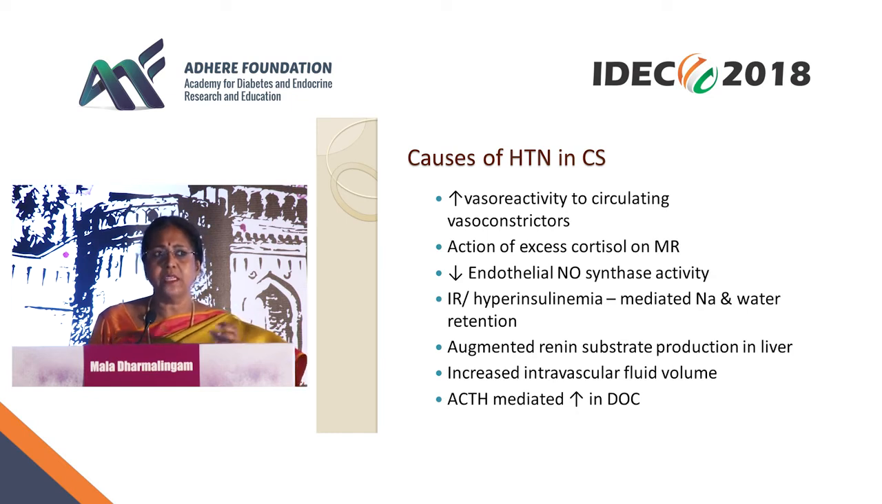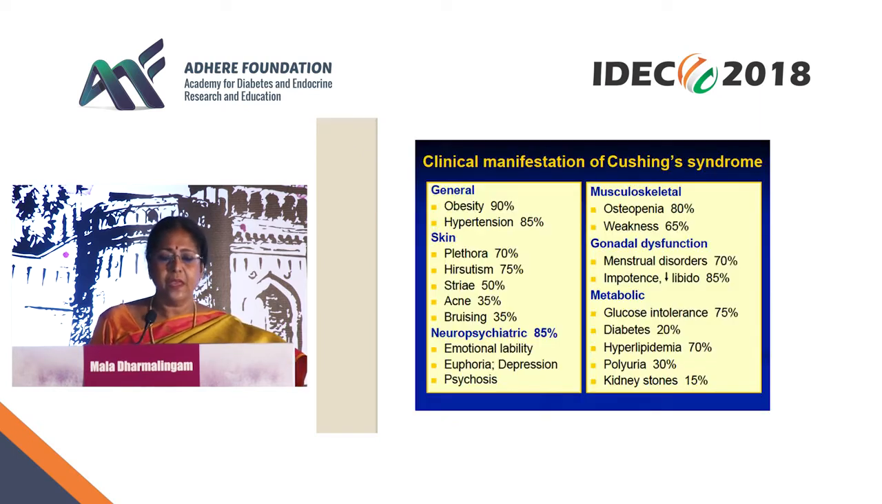So that is why in the initial stages, if you just give glucocorticoids, it's enough, and that will also work as a mineralocorticoid. There is decreased endothelial nitric oxide synthase activity. There's increased hyperinsulinemia, and there's augmented renin substrate production in the liver and increased intravascular fluid volume. Thereby, all of these cause the hypertension.